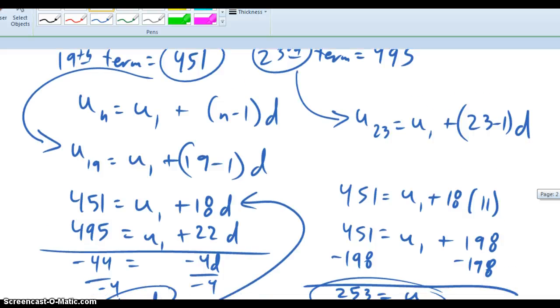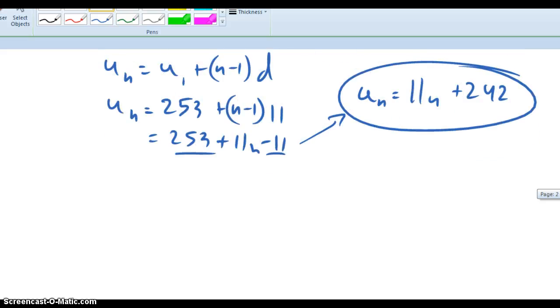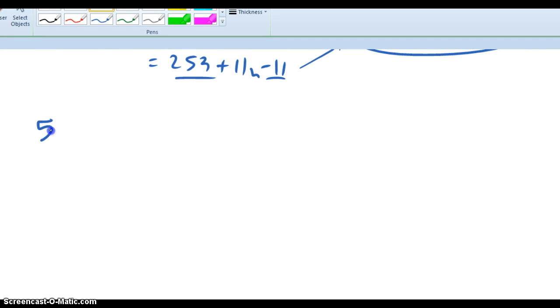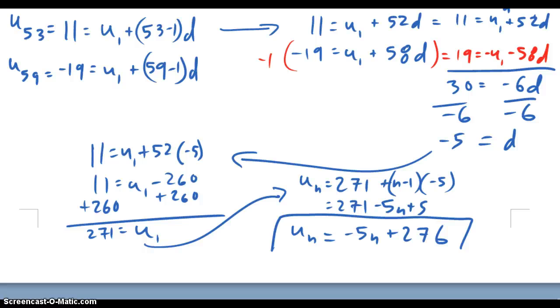So let's see if you can try one where you find the general term. If I say that the 53rd term is 11 and the 59th term is negative 19, see if you can find what the general term is, u sub n. Go ahead and pause the video now and unpause it to see the answer. Okay, so folks, I hope this helps.